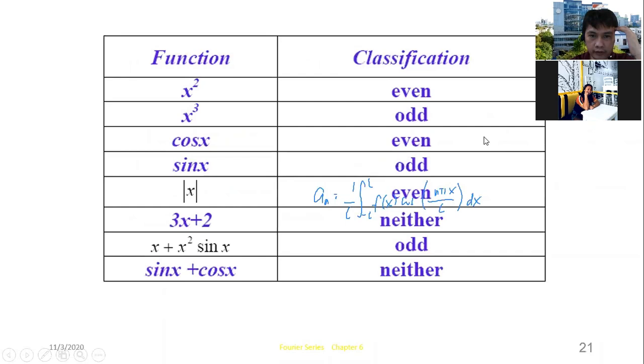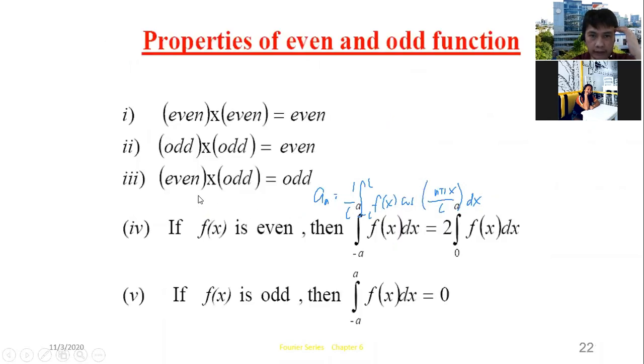So take note that the absolute value of x is an even function and cosine x is also an even function. So if we multiply even times even, the product is an even function. Now, if the function is even, then if you evaluate the integral of f of x dx from negative a to a, the result is 2 times the integral of f of x dx from 0 to a.